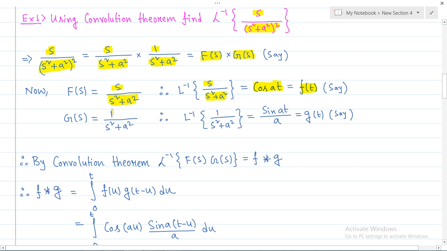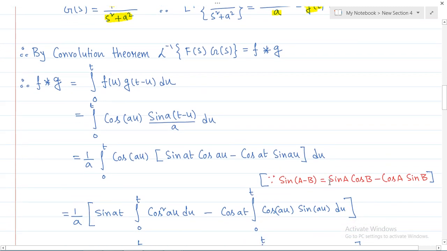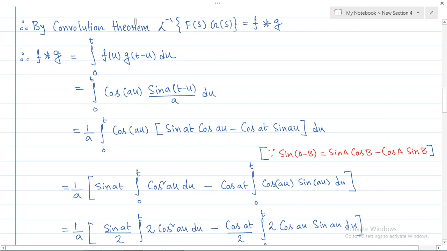Similarly, for 1 upon s squared plus a squared, we take the Laplace inverse, and the result will come as sin at upon a. We consider this as the second function, that is g(t). Now we need to apply the convolution to find the L inverse. So we write down the convolution theorem first: L inverse of F(s) into G(s) equals f star g, the convolution of f and g.